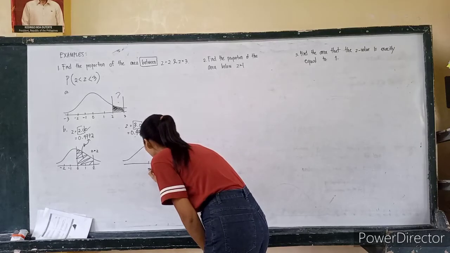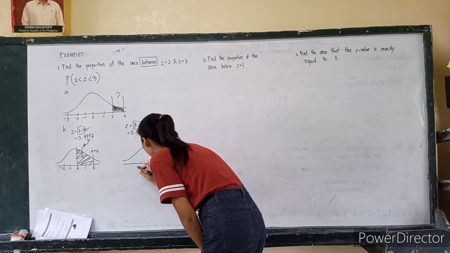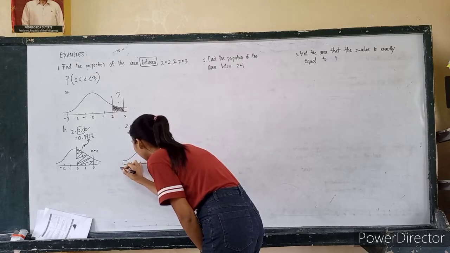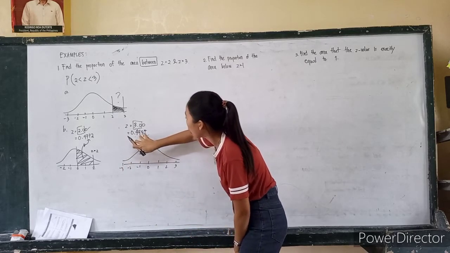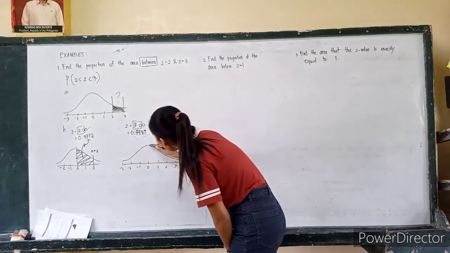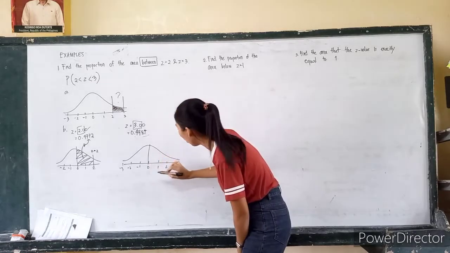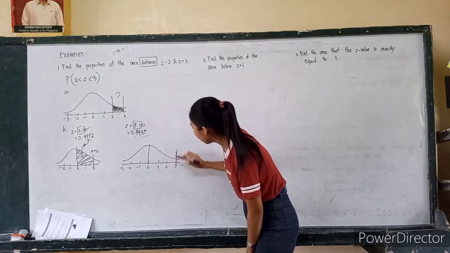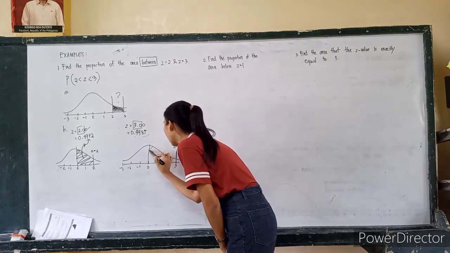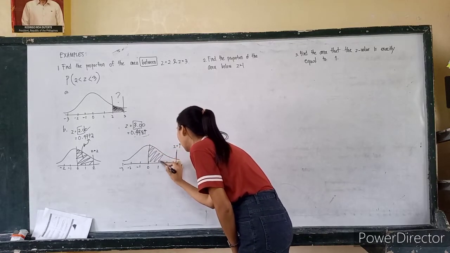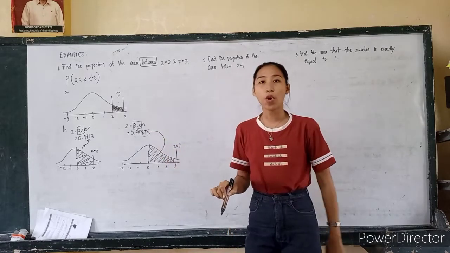So we draw again: 0, 1, 2, 3, negative 1, negative 2, and negative 3, for example. This 0.4987 is found from 0 up to z is equal to 3. Clear? So this whole area here is equal to 0.4987.